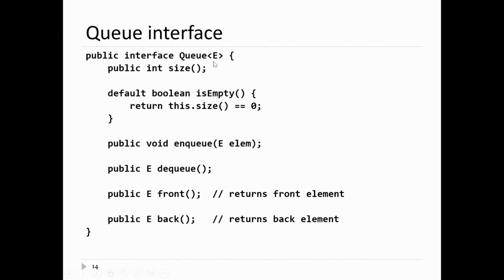It's generic, so we have a queue of any element type, right? And we've got the usual methods. So we have a size method. We've got an isEmpty method. Now enqueue and dequeue. Enqueue adds an element to the back of the queue, and dequeue removes an element from the front of the queue. Front and back just return the elements at the front and the back of the queue without changing the queue.